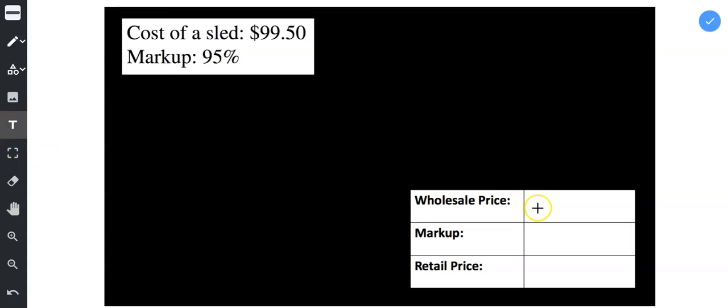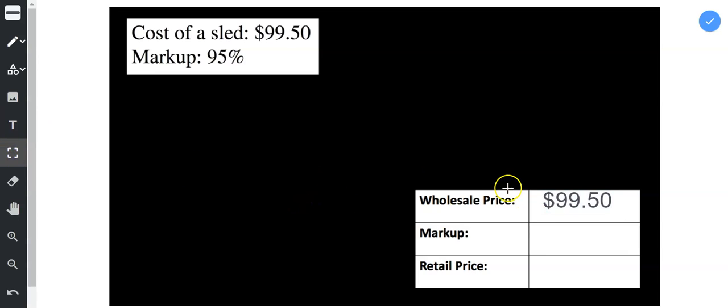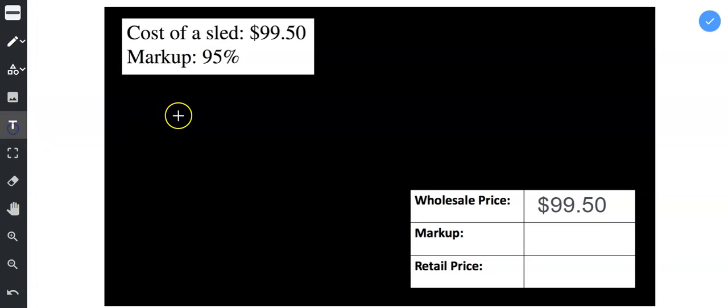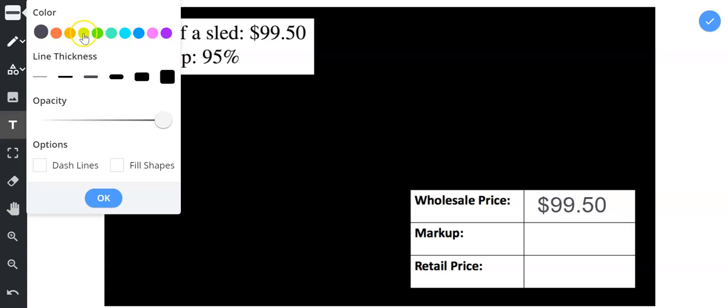So I'll start by typing in the wholesale price of $99.50. The wholesale price is the price when you buy in bulk. Next, we're going to calculate the markup.